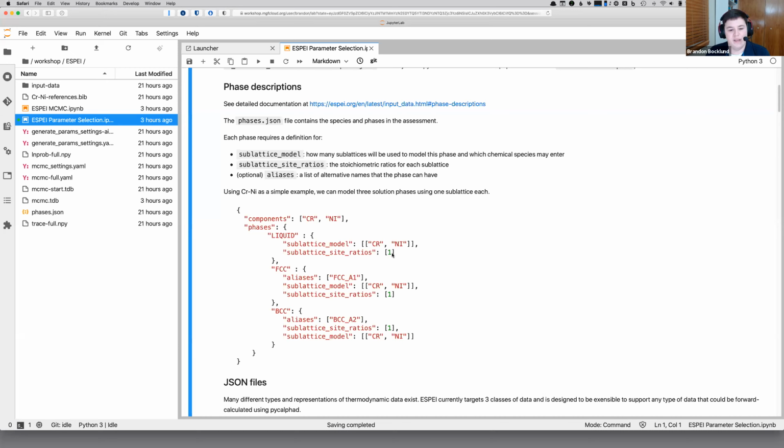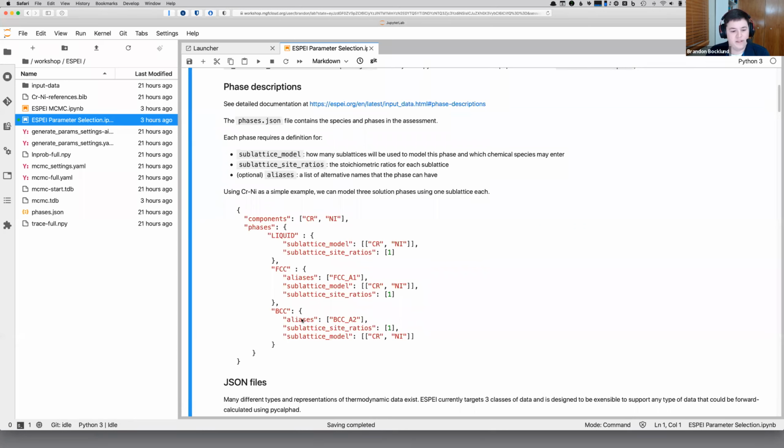And so this will be a list of integer site ratios that correspond to the number of sublattices you have. So in each of these cases, we only have one sublattice. So we only have to provide one stoichiometric ratio. And so we're just choosing one for all these.